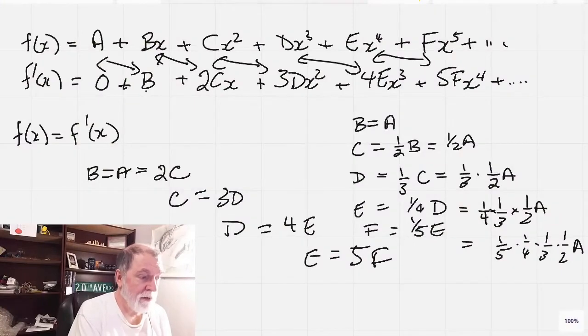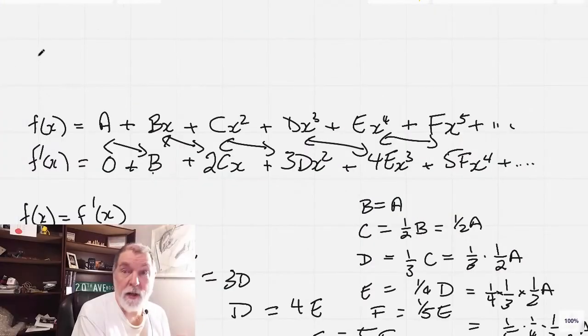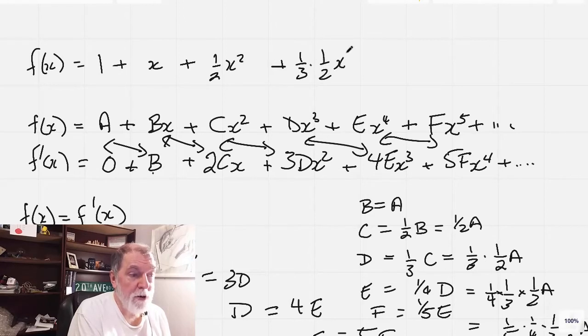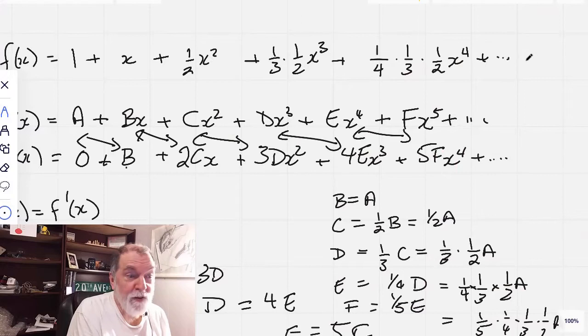Now let's choose a convenient value for a. a equals 1. This gives us f of x equals 1 plus 1x plus a half x squared plus a third times a half x cubed, and so forth, as far as we like, up to x to the power of n. And then what's over here, let's just put it underneath, it's going to be n factorial.